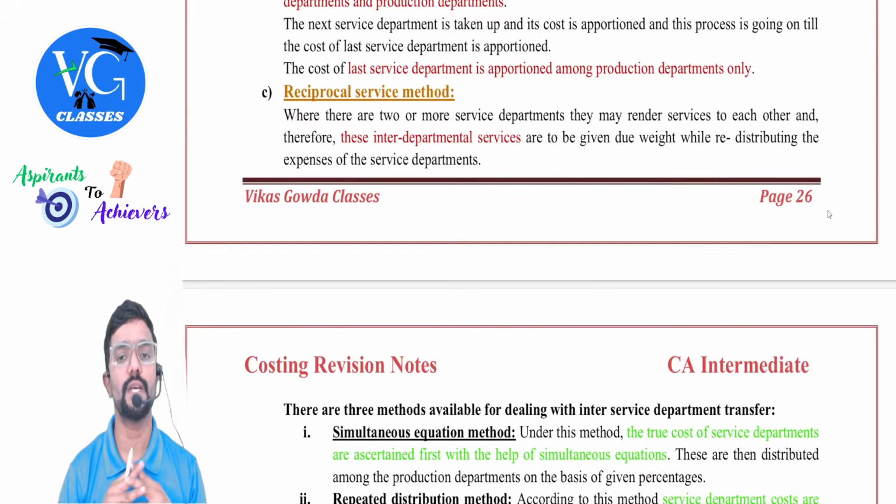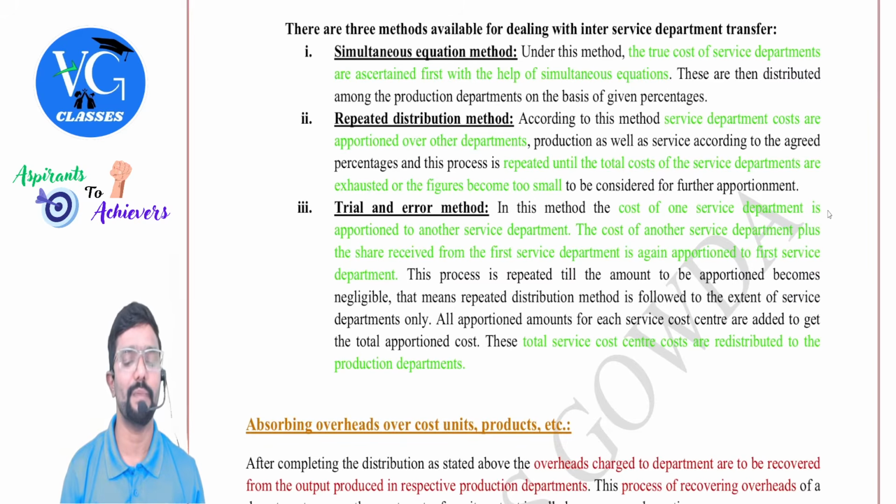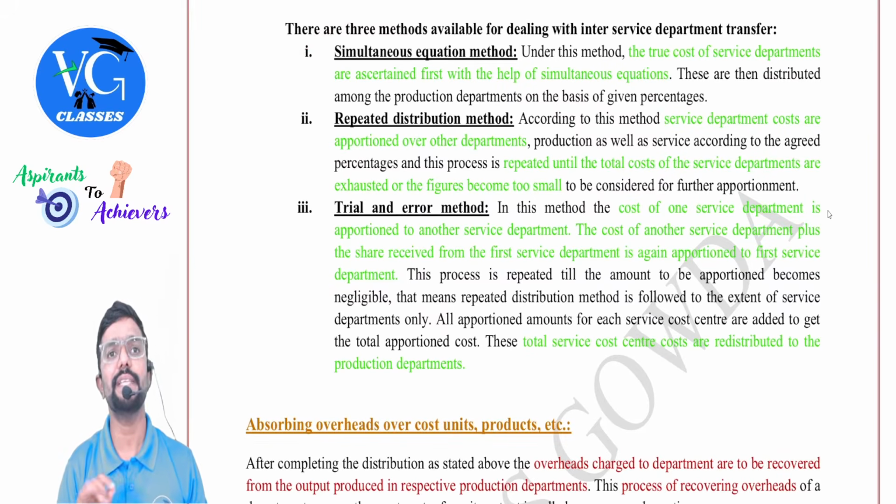Where there are 2 or more service departments, they may render services to each other. Therefore, these interdepartmental services are to be given due weight while redistributing the expenses of service departments. So we have 3 methods to do that. What are those? One by one. First one, simultaneous equation method.